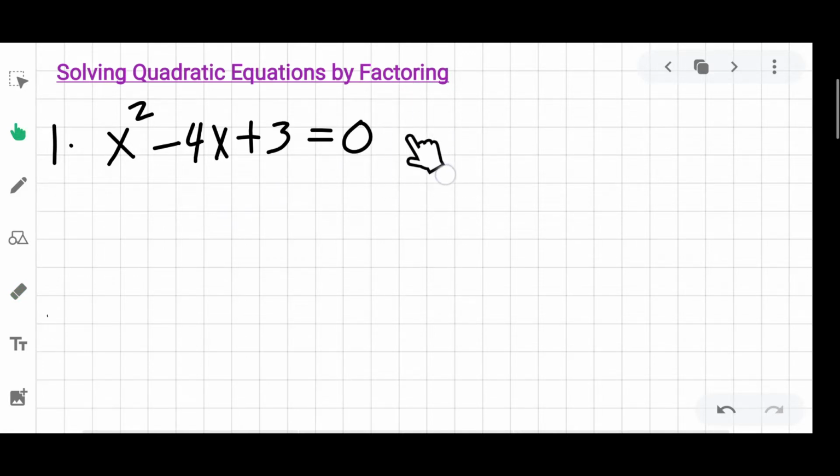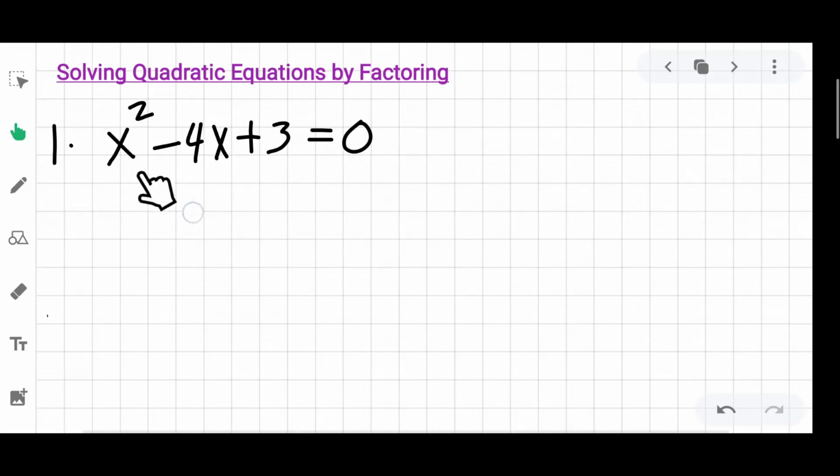Maraming mga iba't ibang klase ng pagpa-factor. Pwede tayong gumamit ng greatest common factor. We have difference of 2 squares, sum and difference of 2 cubes, which is imposible naman na magkakaroon tayo ng ganon since we are dealing with quadratic equation. And of course, factoring trinomial.